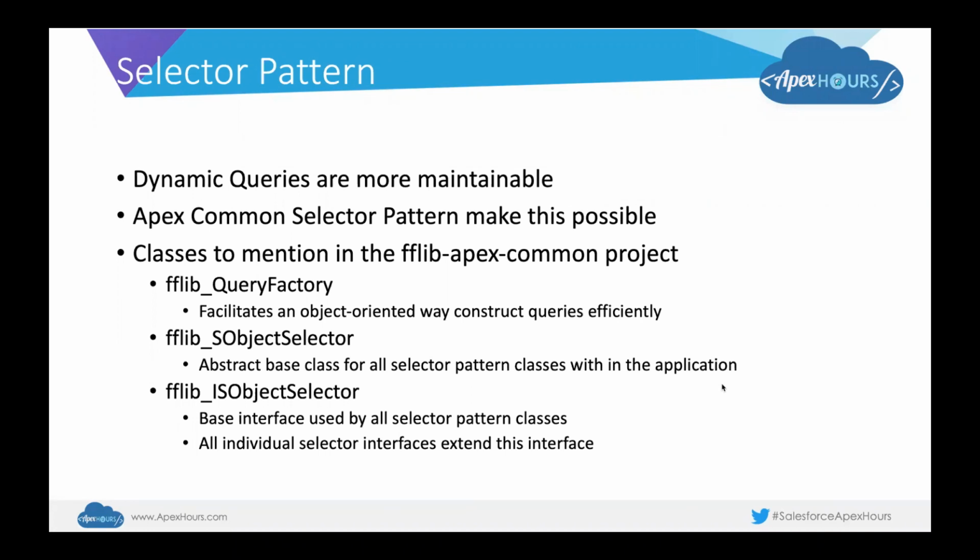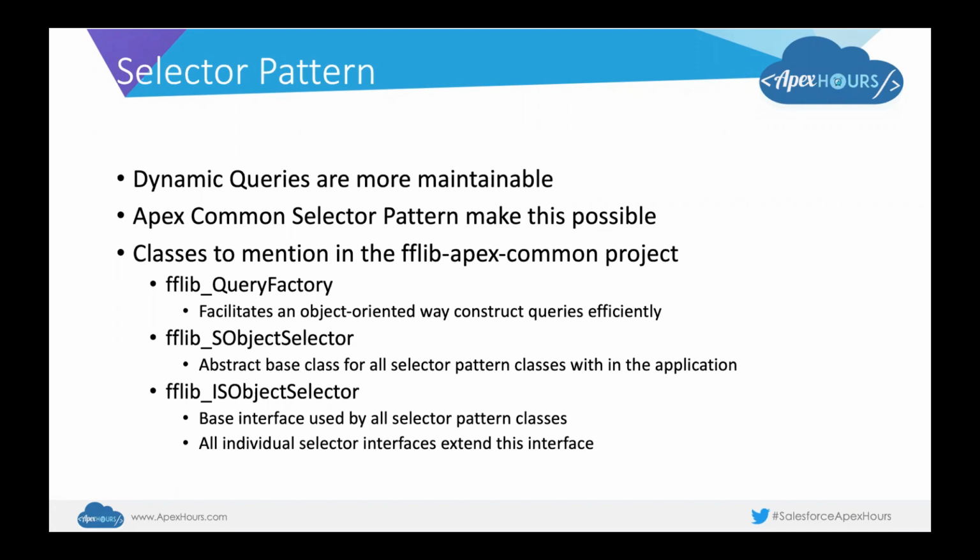Now, when we go through these patterns, I'm going to talk about a couple of different classes that are relevant to that particular pattern, and you'll find them in the Apex Common, the FFLib Apex Common project. And for the selector pattern, there's three key classes here. The first one is the FFLib QueryFactory. This query factory's only purpose is to assemble the queries on the fly, and I'll show you an example of that and how it works and how it manages that. But again, it does it in a systematic way and in a much easier, more predefined way than trying to manually add every field in a static query.